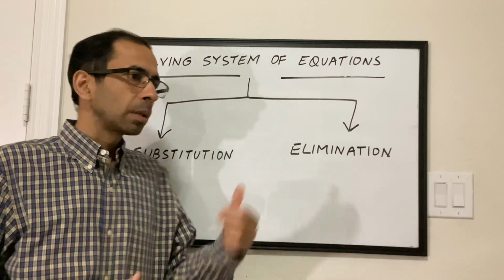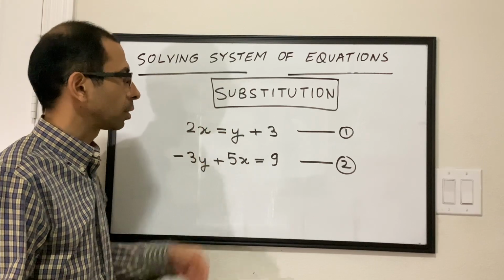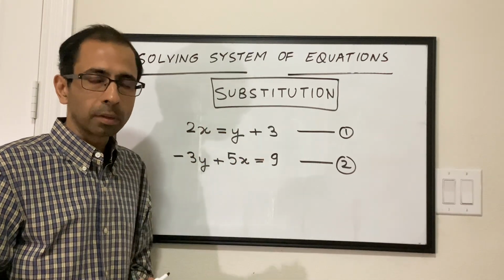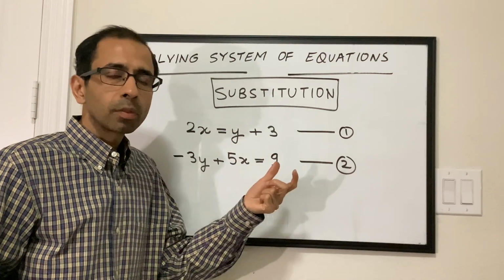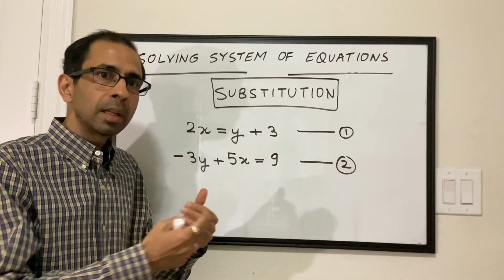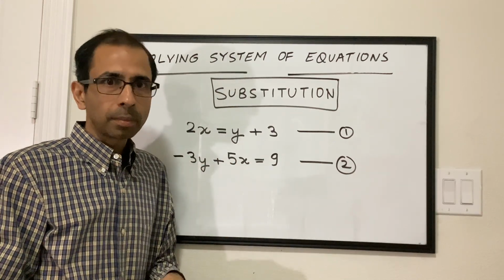So let's get into the substitution method now. Let's say that we are trying to solve this system of equations using this method. In the substitution method, as the name suggests, we write one of the variables in terms of the other variable, then substitute that value into the other equation and solve for it. Let's see what I mean by that.